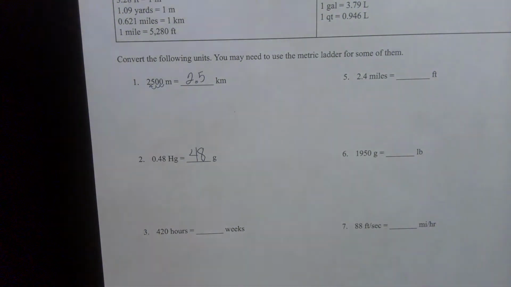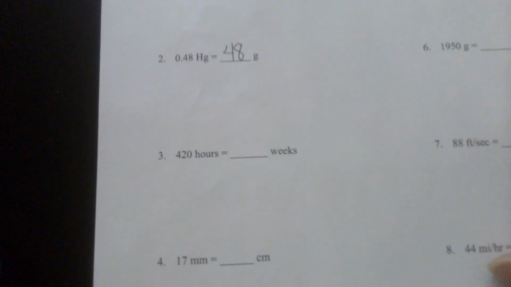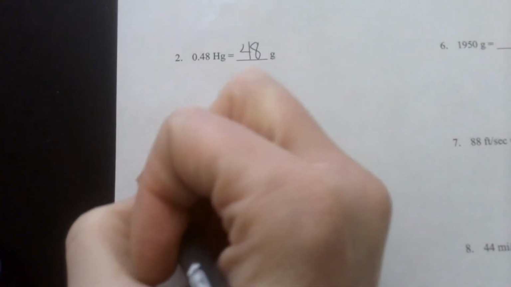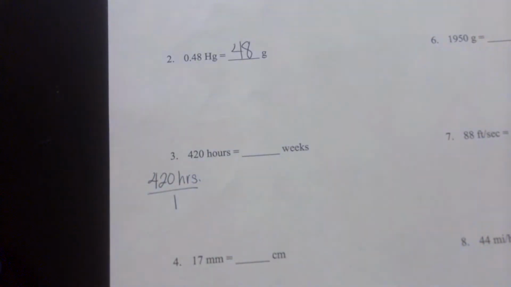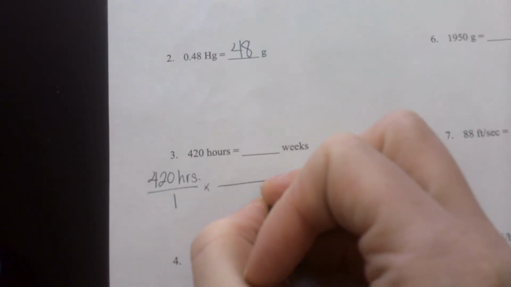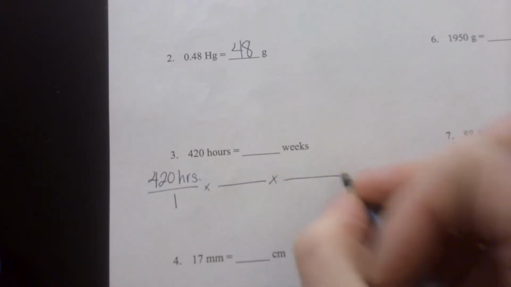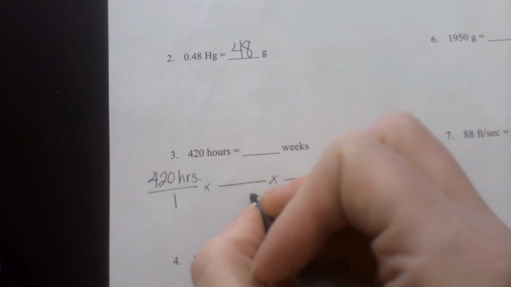Alright, the next one is not a metric problem. It's time conversion. We're going from hours to weeks. See if we can get closer here. Alright, so this is dimensional analysis, we always start with our given value. 420 hours, it's not a rate, it's just hours by itself, so I'm going to put that over 1. I'm going to go from hours to days first, and then in the third conversion I'm going to go from days to weeks. So hours is a top unit, it's a numerator here, I'm going to make it a denominator here.